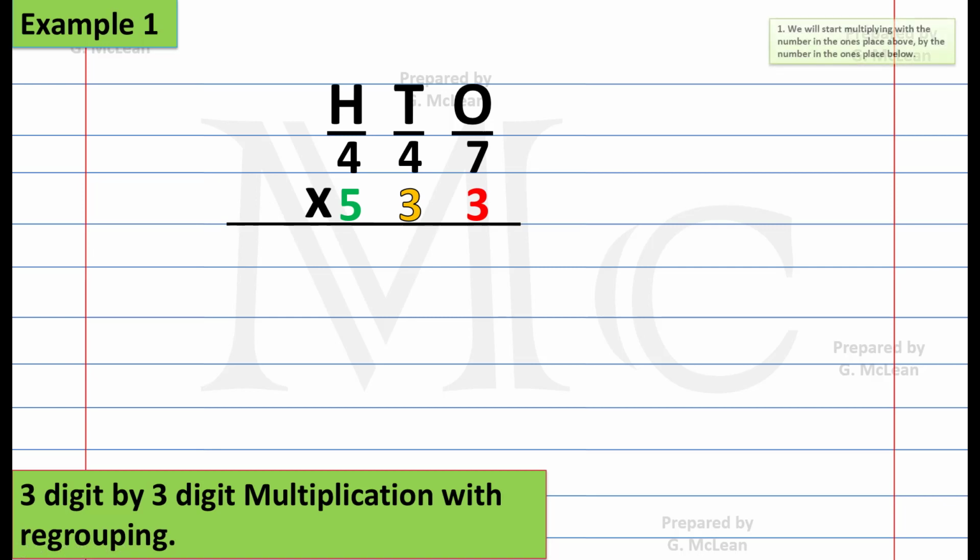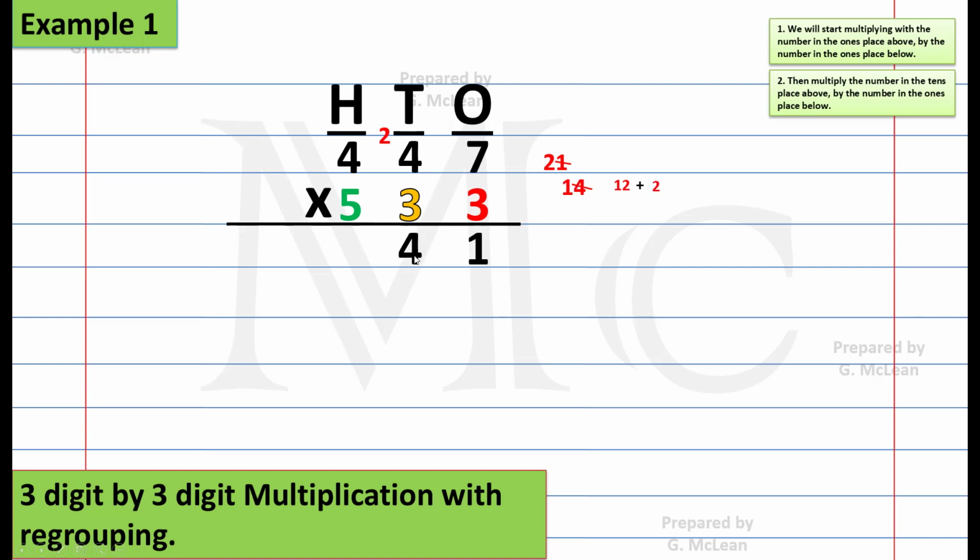Where do we start? Of course, start in the ones house here. Then after we finish up, we do the tens house and go again to the hundreds. It's a big one. But steps, 3 times 7, 21. Put the 1 down here, take the 2, carry it to the tens house. There we go. 3 times 4, 12. But you have to add back the 2. 12 plus 2 gives us 14. Mark off the 4. Place it.